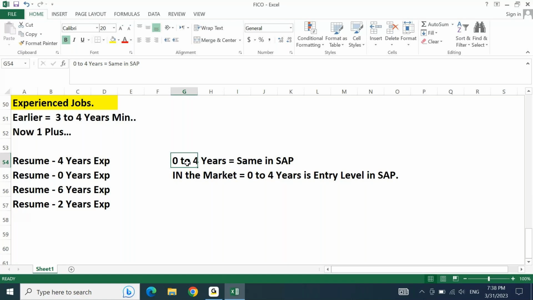What kind of knowledge is needed? Do we need 0 year experience fresher knowledge on SAP or 4 year experienced knowledge on SAP to get into the market? What is needed? Right, you definitely need 4 year experienced knowledge to get into the market.